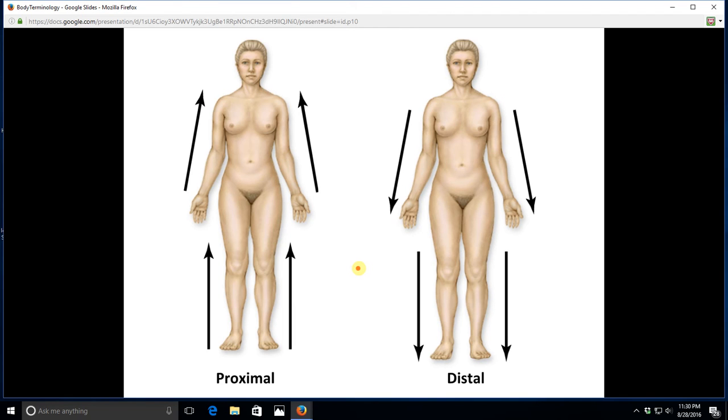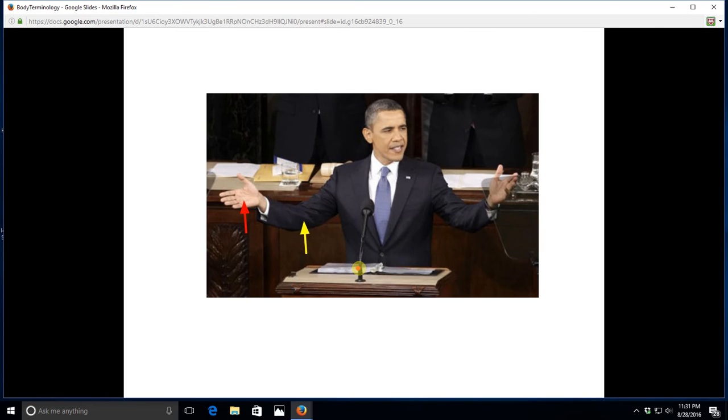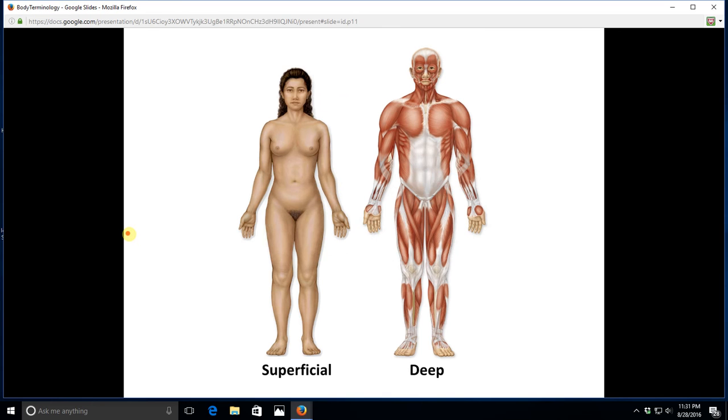All right, excellent. Moving right along. Do me a favor here. Figure out on your own the relationship between President Obama's palm and his elbow. The palm is blank to the elbow. Then flip it around and say the elbow is blank to the palm. Let me know what you get.